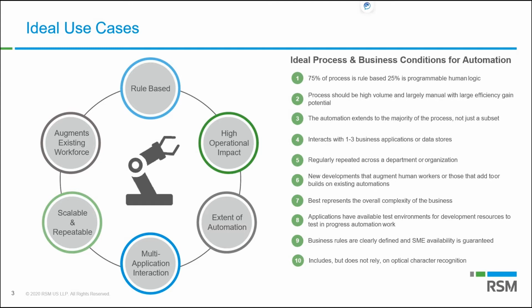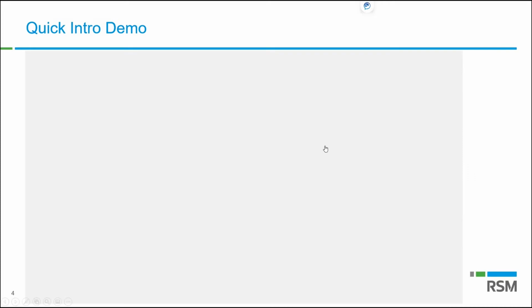We want high volume. We also want to limit the number of applications that a bot uses. The more applications, the greater the chance for the bot to fail because of an upgrade or something happening within the environment. Ideally, it's processes that are very scalable and very repeatable, that happen either multiple times a day or multiple times a week and add up to hundreds of hours over the course of a year. So let's take a quick look at one of the tools here.